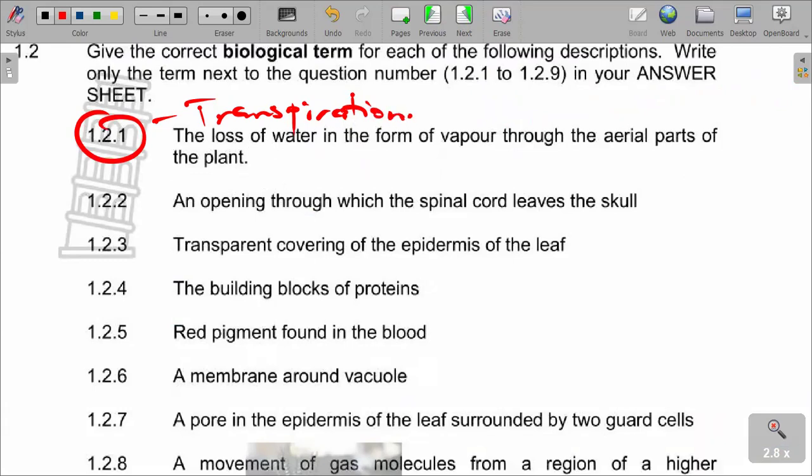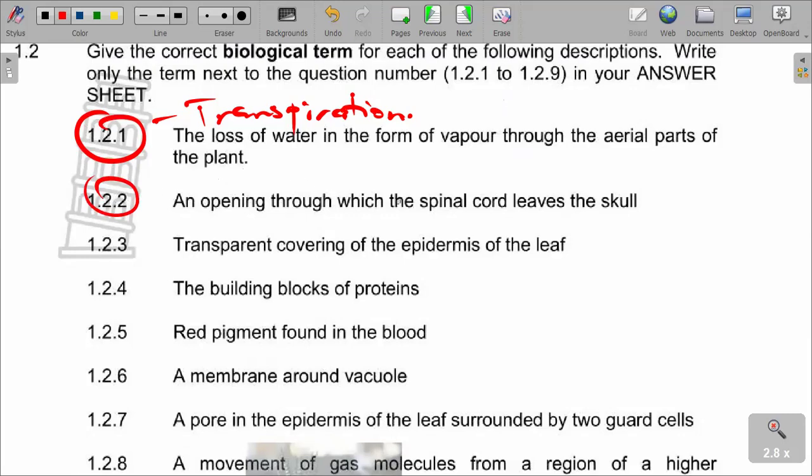Transpiration is the loss of water vapor from plants alone. If it involved plants and water bodies, it's called evapotranspiration, which involves evaporation and transpiration.